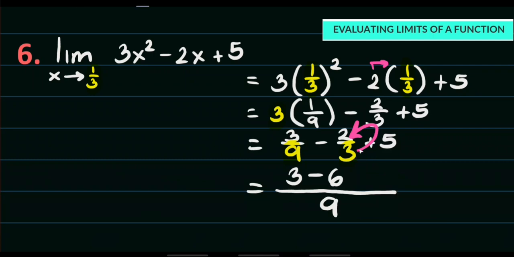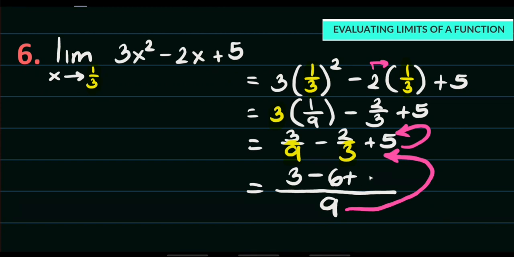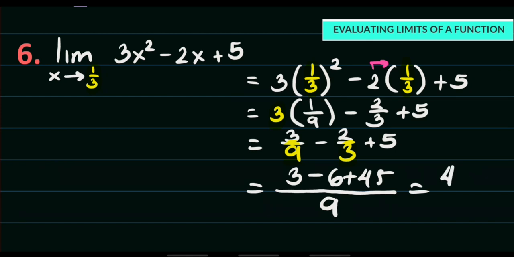Next one, last one. 9 divided by invisible 1. That is 9. And then 9 times 5, that is equal to 45. Again, simply multiply this denominator and the given whole number. After that, perform the indicated operation, simplify natin yung numerator, and then copy the denominator. So 3 minus 6 is negative 3 plus 45. That is equal to 42. Copy the denominator 9, and that's it.